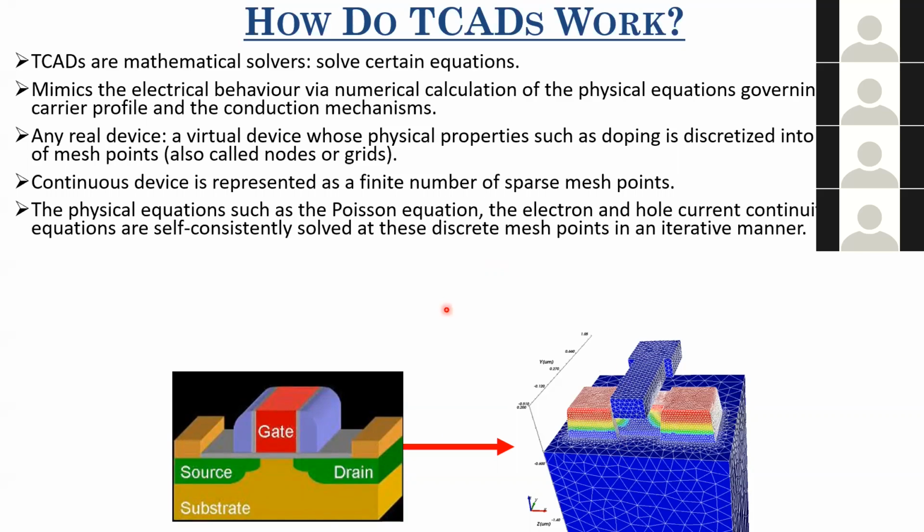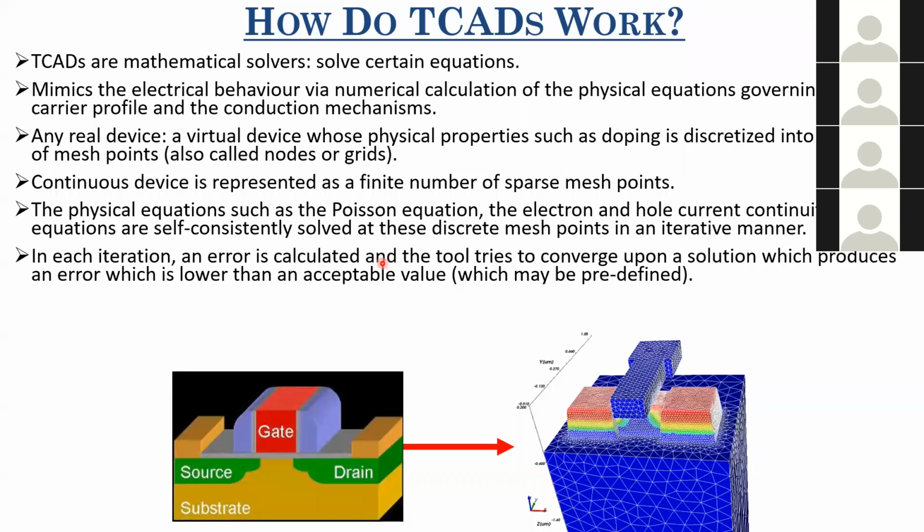So what are those physical equations? One is the Poisson equation, which relates your charges to your potential profile in a device. Then you have electron and hole current continuity equations. There can be band-to-band tunneling equations. There can be other equations as well, depending upon what physical phenomena are occurring in your device. So at each of these points, these equations are solved self-consistently in an iterative fashion. Whenever convergence is achieved, that value of voltage, that value of doping and all those things are fixed for that particular point. That is how these simulations are performed in a TCAD.